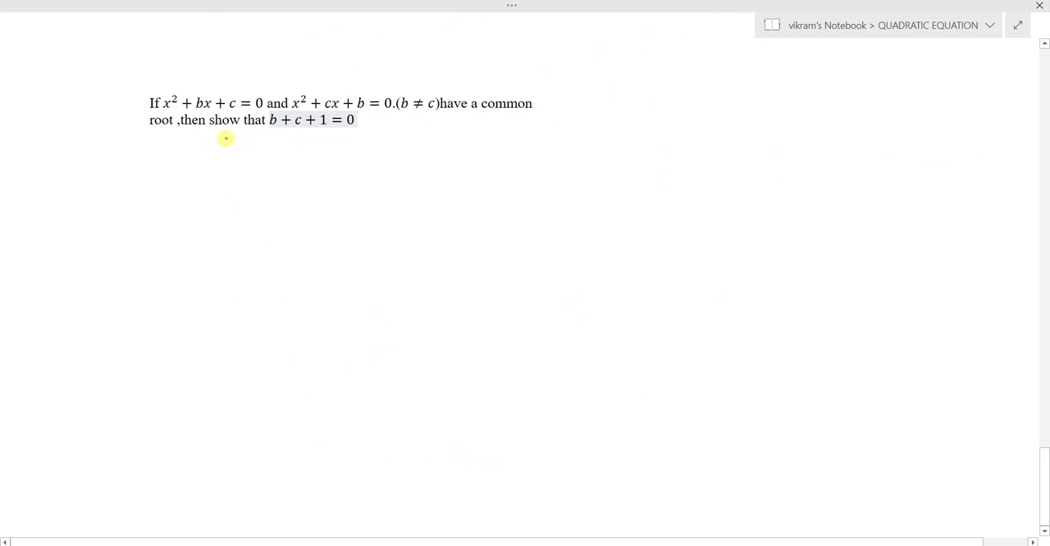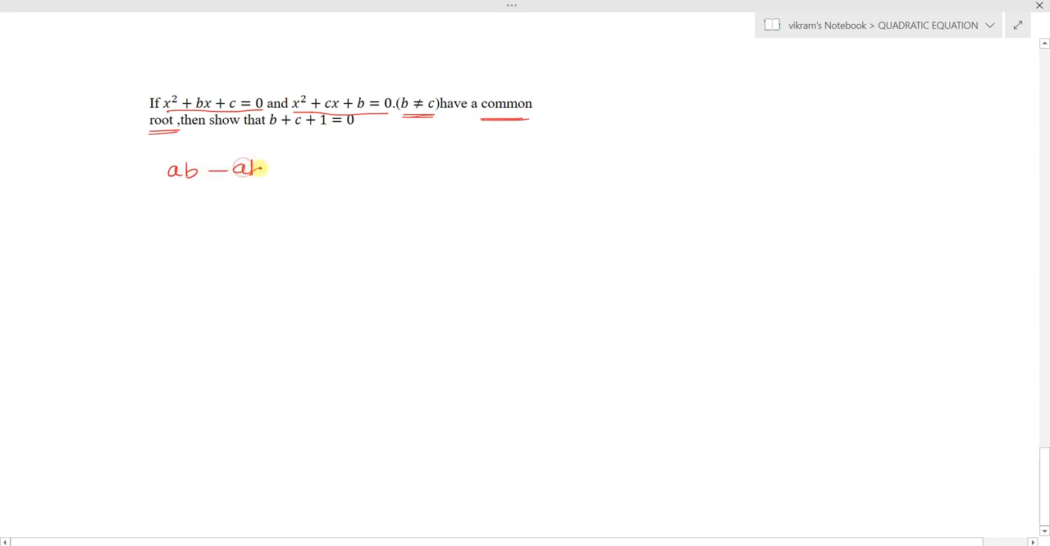The next question is: if x square plus bx plus c equals 0 and x square plus cx plus b equals 0 have a common root, where b is not equal to c. He has given the condition of a common root. We have the procedure that if a1x square plus b1x plus c1 equals 0 and a2x square plus b2x plus c2 equals 0, then what is the condition for a common root?